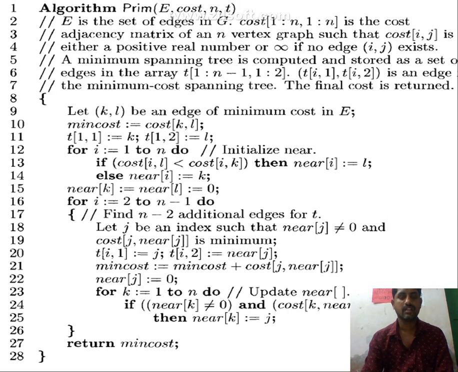Okay, then the minimum cost equals min cost plus cost of j comma near of j. Then you assign near of j equal to 0. Then for k equal to 1 to n, that is the update of the nearest: if near of k is not equal to 0 and cost of k comma near of k is greater than cost of k comma j, then near of k equals j. So likewise we have to construct Prim's algorithm.